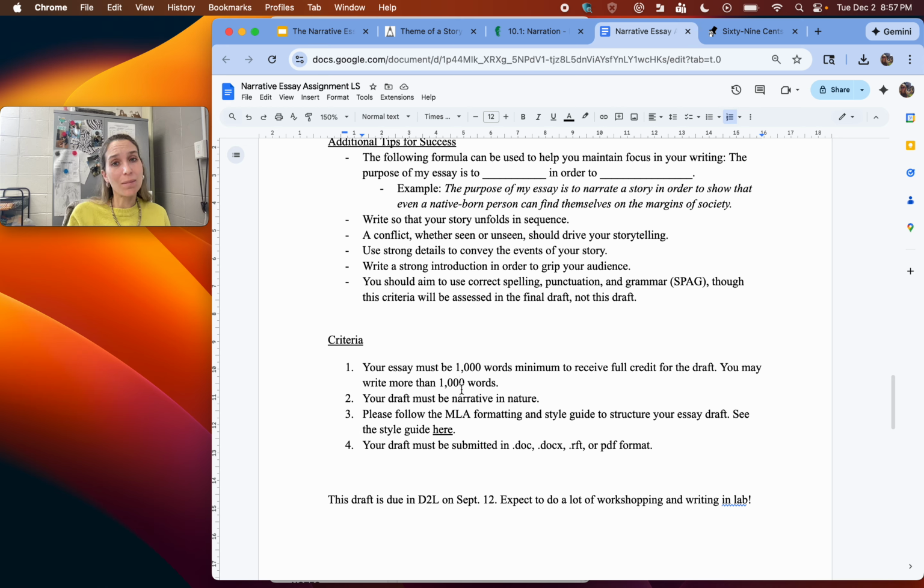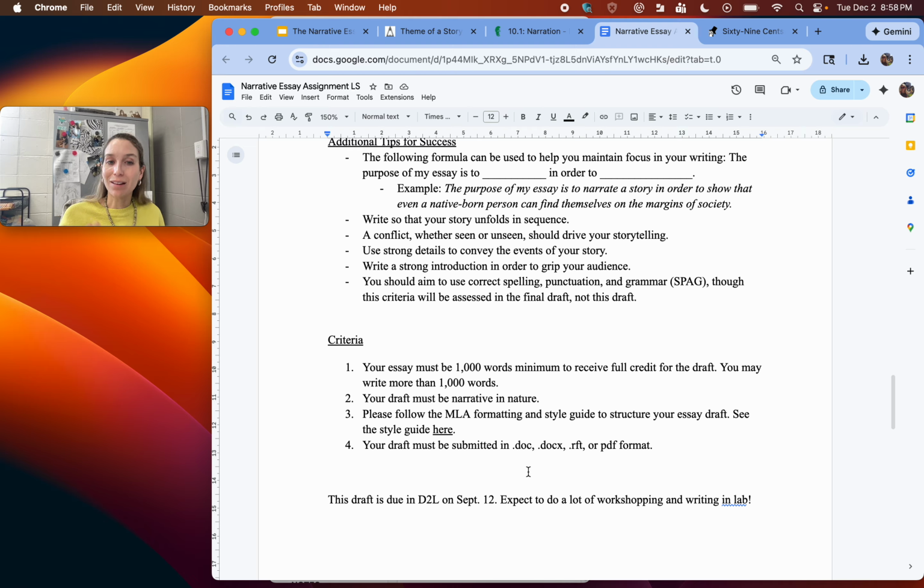We're gonna do a lot of workshopping this in class. We'll do a lot of in-class writing. But just to go ahead and get ahead of any problems, go ahead and reach out if you're struggling with the concept of narrative. Please follow MLA formatting when you submit your draft. And if you are unfamiliar with how to format an MLA paper, you can click this link here. And also, your draft ultimately, when you submit it to me, does need to be in one of the formats here below before you turn it in to the Dropbox in D2L, which is what you will do.